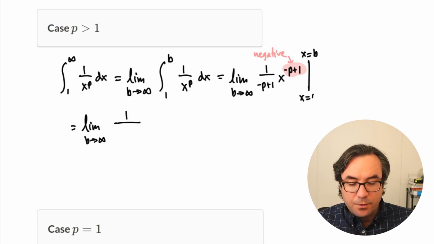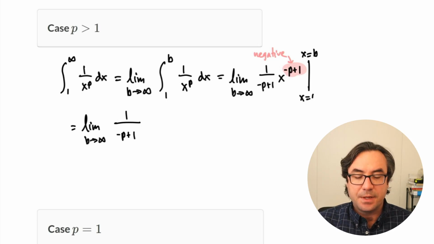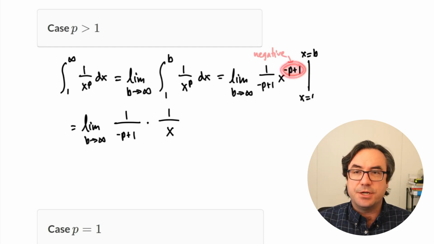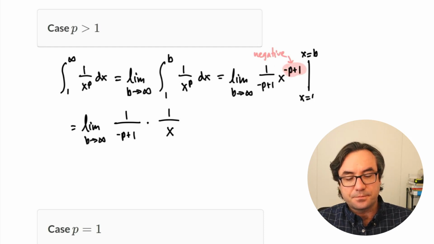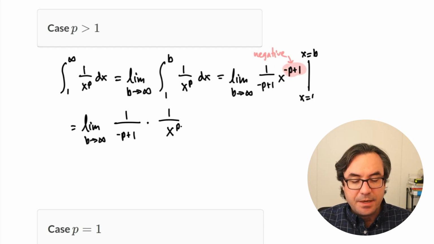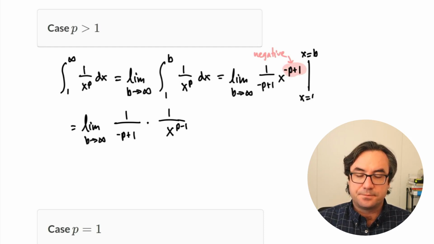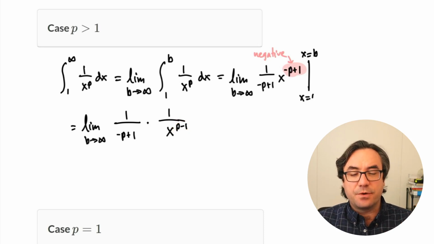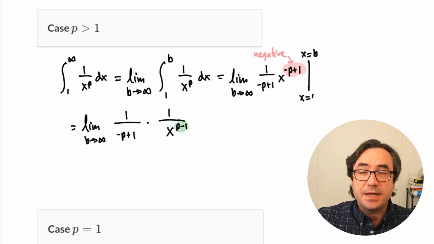Well, we still have our 1 over negative p plus 1 out in front. And then when we write this as a fraction, we're going to get 1 over x. But then when we write it as a fraction, we're just going to flip the order of the subtraction here. So almost like we're just going to do a double negative. So we end up with p minus 1. And now p minus 1, we've just kind of switched the order of the subtraction. So now p minus 1, this is a positive exponent.